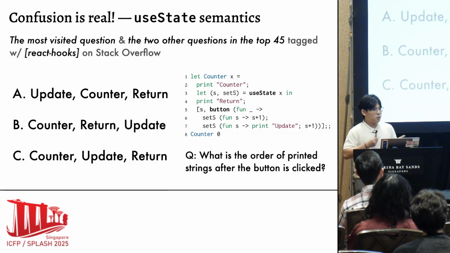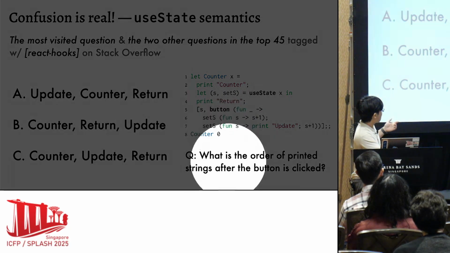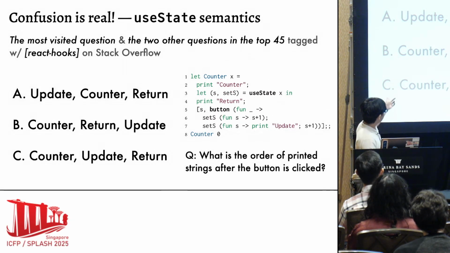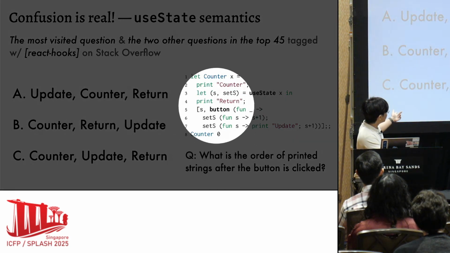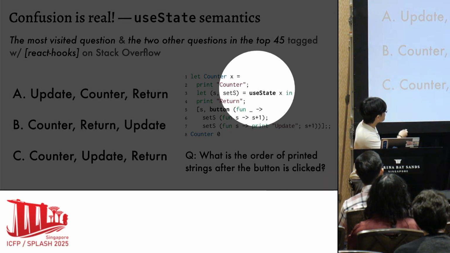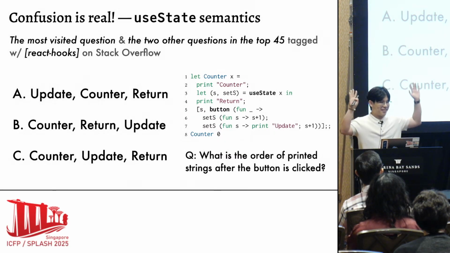But what will be the order of the printed strings after the button is clicked? Do you think it's update, counter, return? Or will it be B, counter, return and update? Or will it be C, counter, update and return? So if you think it's A, please raise your hand.